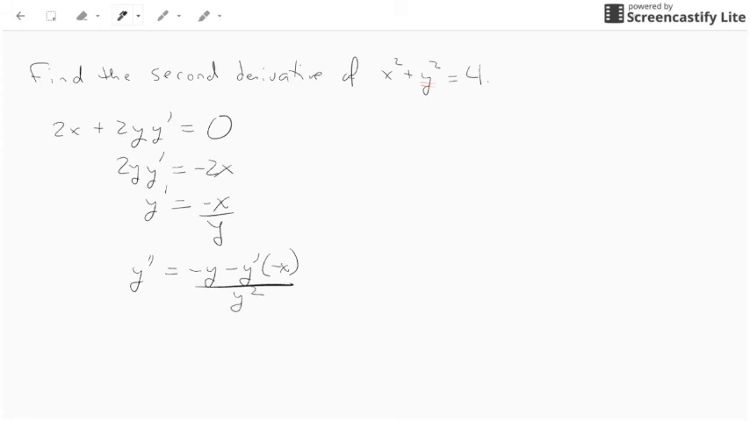Now I'm going to simplify that just a little bit here. There's really not much I can do right now. So this becomes negative y plus x y prime over y squared. Basically, I'm just canceling the negatives in that second term in the numerator.